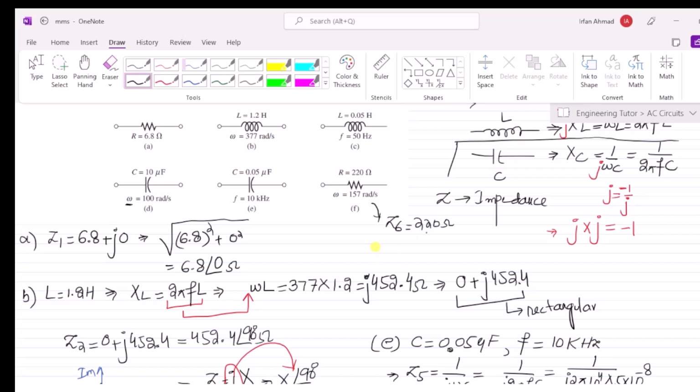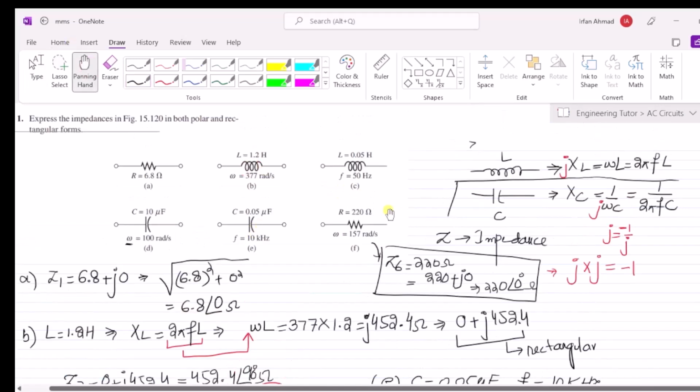So G6 will be 220 ohm, or in the rectangular format it will be 220 plus j0, or it will be 220 and the angle here will be 0 degrees. Okay, so that is the Z6 here as well. Okay, so that is the end of question 1 of our book. So with some more questions I will see you in our upcoming lecture.